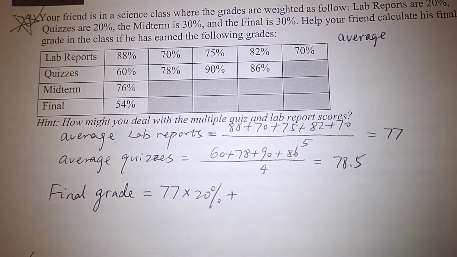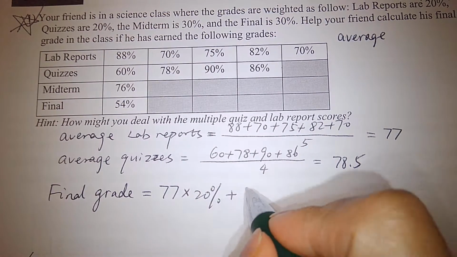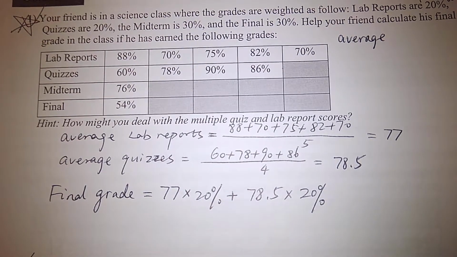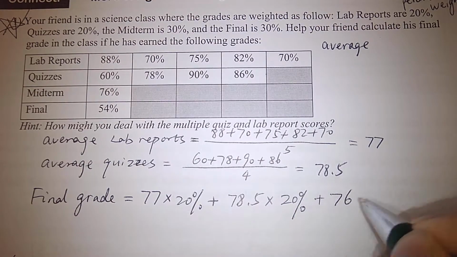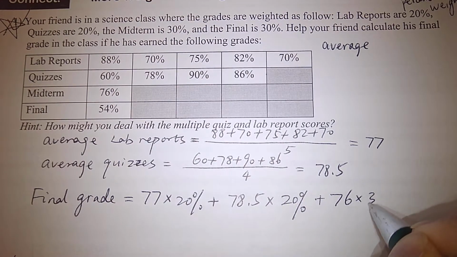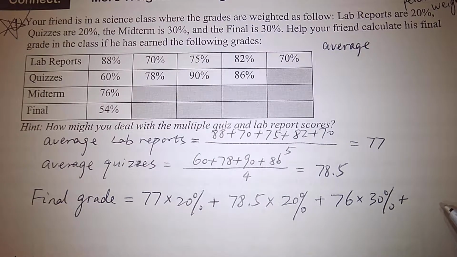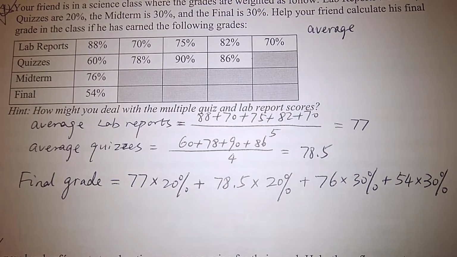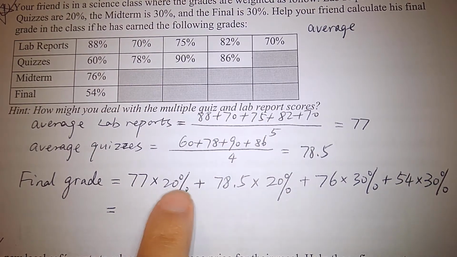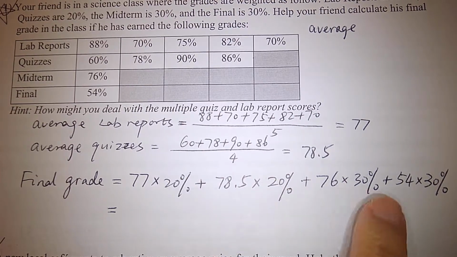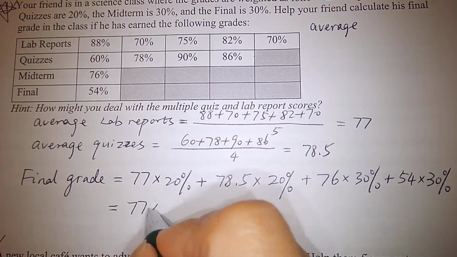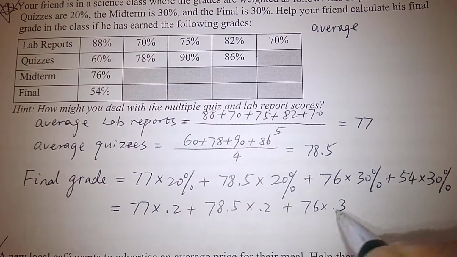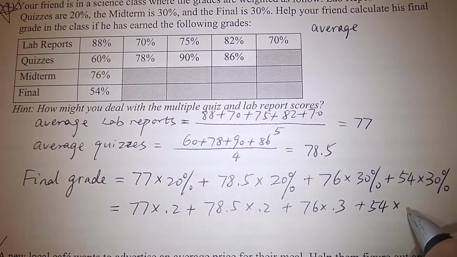So lab report, 77 times what? 20%. Quizzes, 78.5, this is the average, times the percent weight, 20%. Midterm, 76 times 30% plus what? Final is 54 times 30%. You can rewrite these percents as decimal numbers: 0.2, 0.2, 0.3.